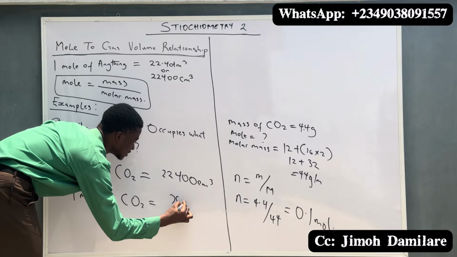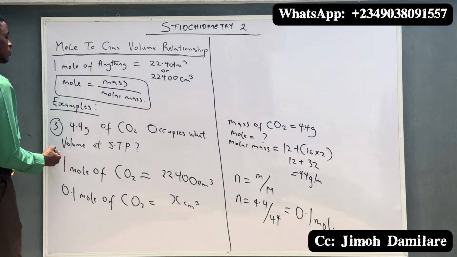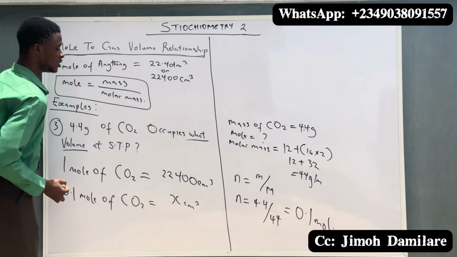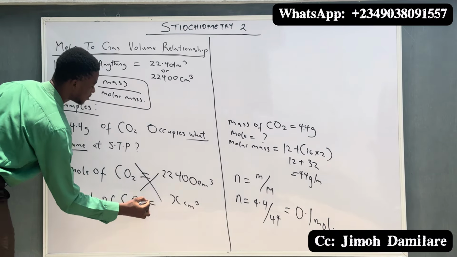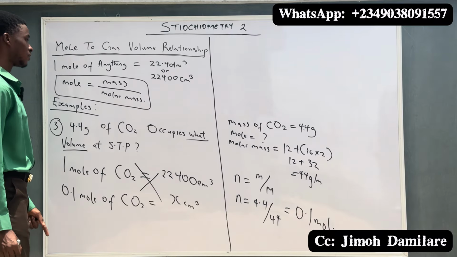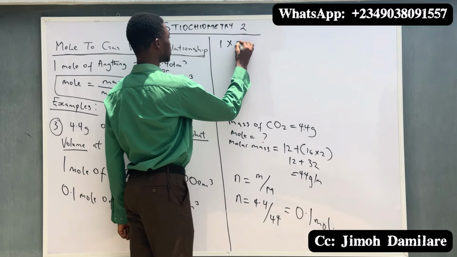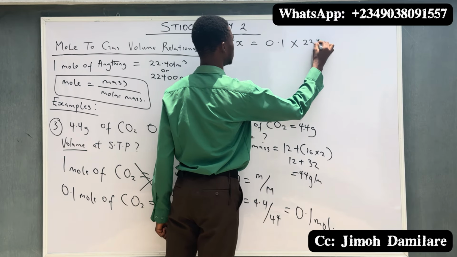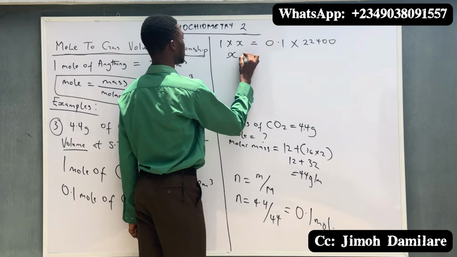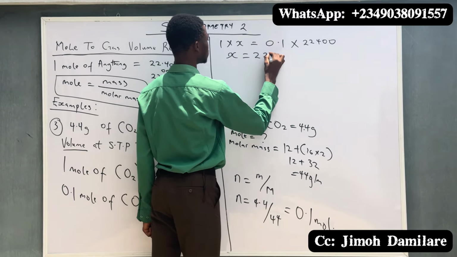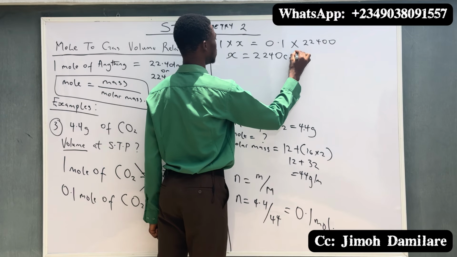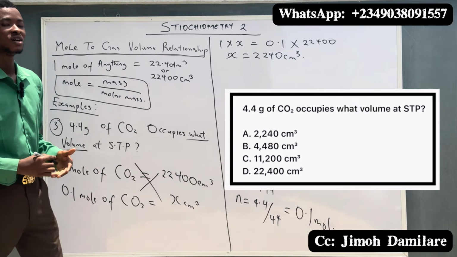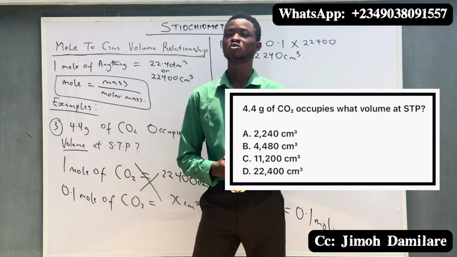So we can put X centimeter cube, because we don't know the volume that it will occupy, because the question is asking what volume. So we can then cross multiply. When you cross multiply, you are going to have 1 multiplied by X equal to 0.1 multiplied by 22,400. So our X will be 2,240 centimeter cube, and option A is correct for this kind of question. So this is how you solve questions on mole to gas volume relationship.